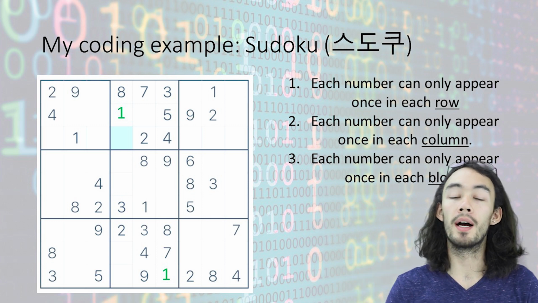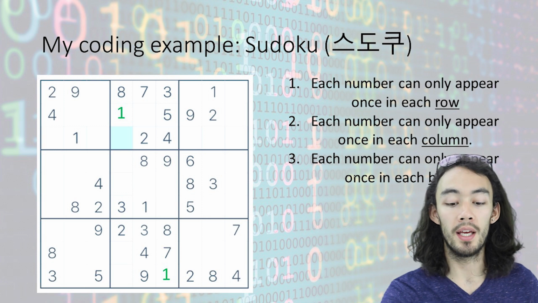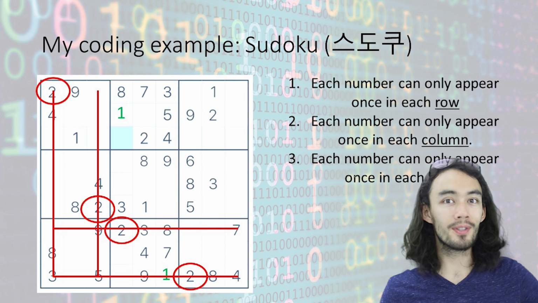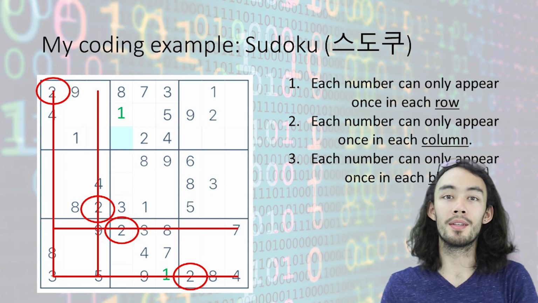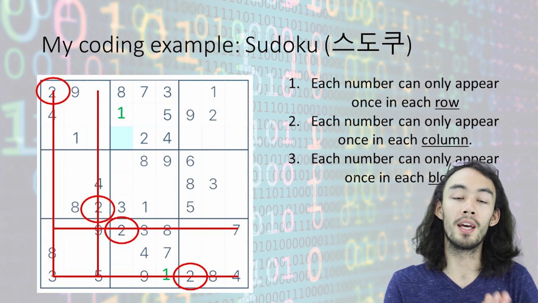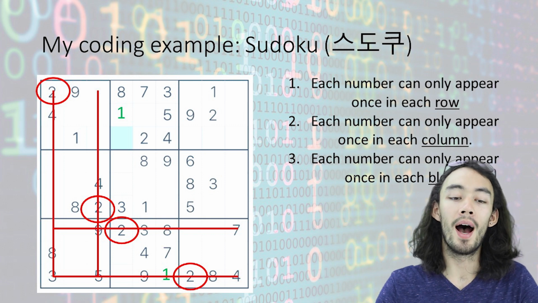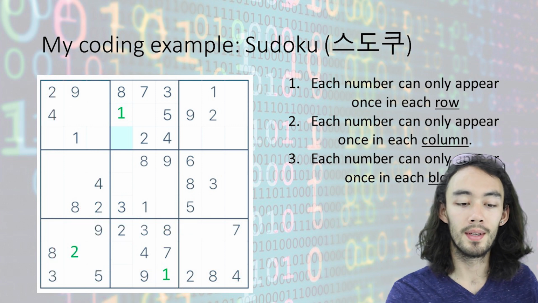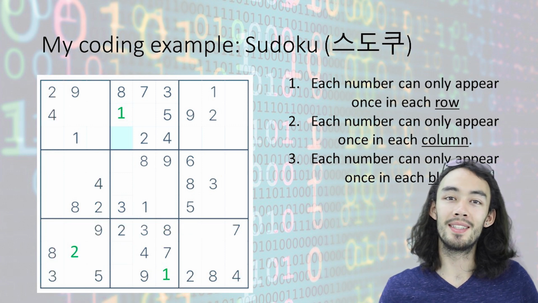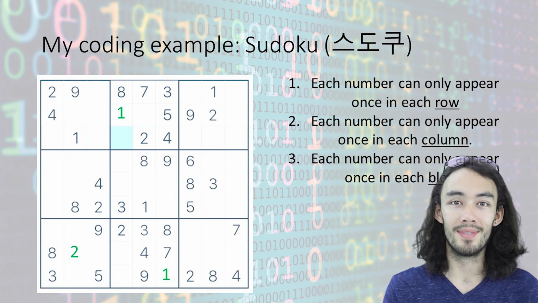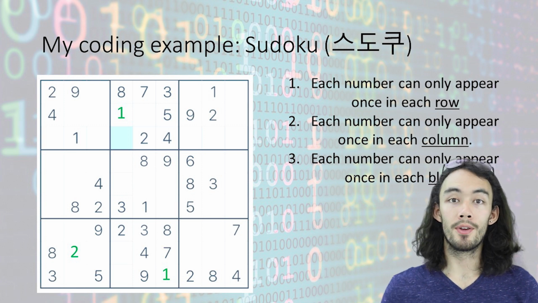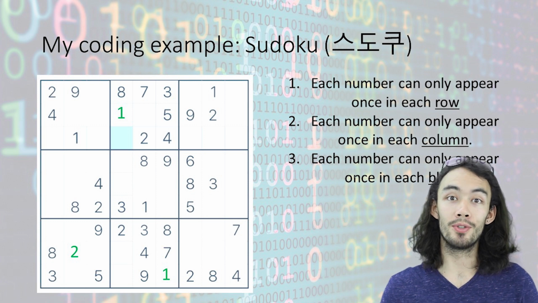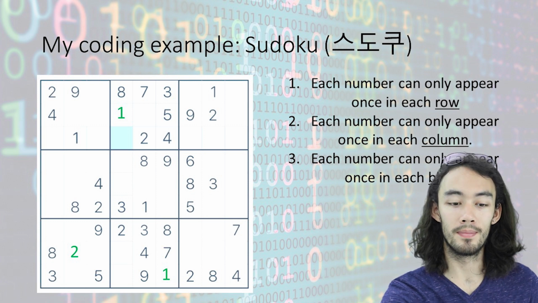Now I want to figure out where I can put a 2. So you can see all of these different 2s. I can't put them in the same rows or the same columns. So what I'm left with is this little block down here, and I could put a 2 down at the bottom. Okay, so now I want to show you how I can do a Sudoku problem.